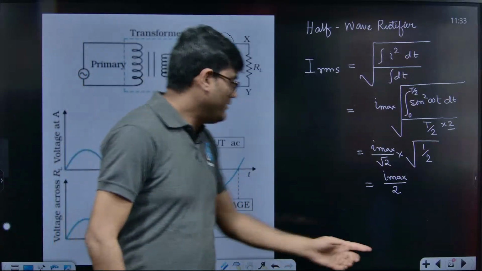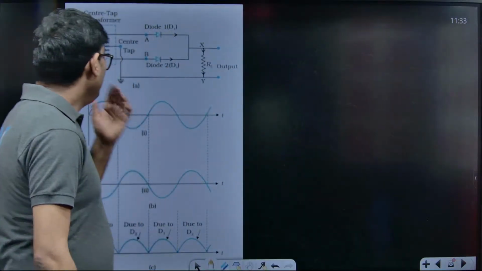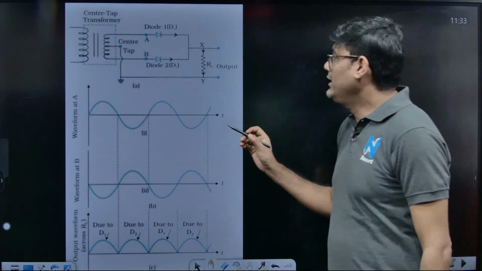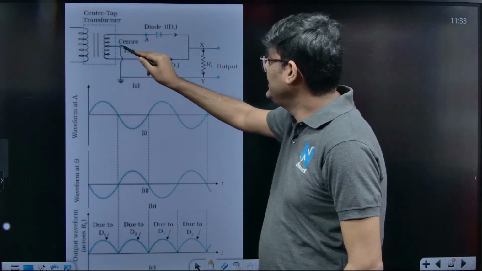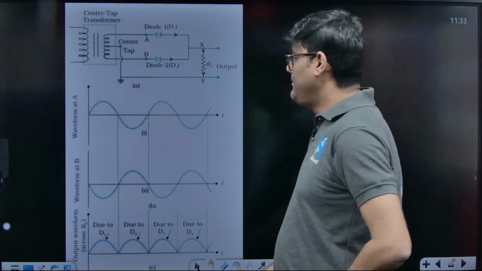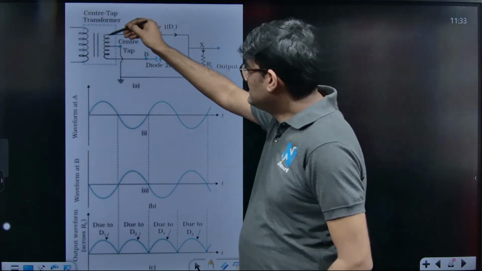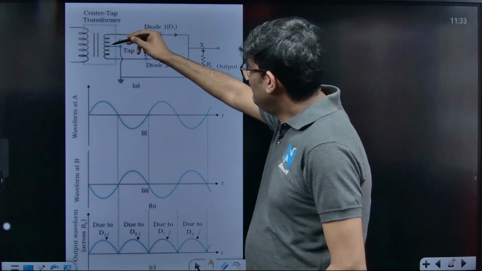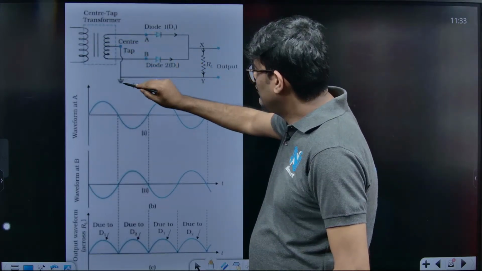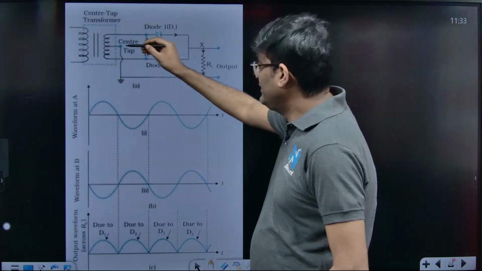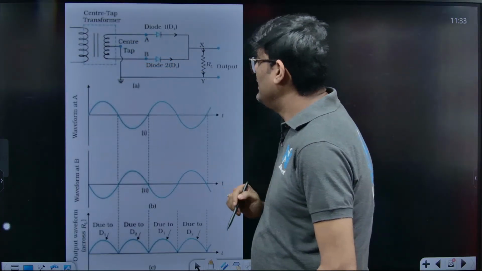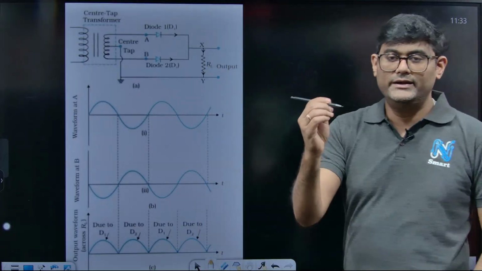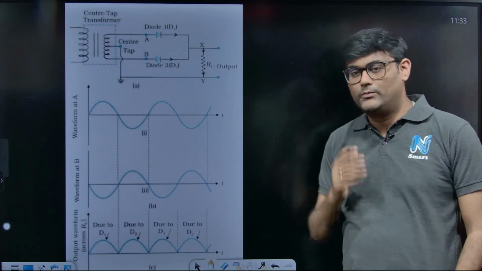In a full wave rectifier circuit, we will use 2 diodes instead of 1, and we will use a method called a center tap transformer. What is a center tap transformer? On the secondary side, you can see out of all these secondary turns, I have connected the center turn with ground. That means I have made its potential 0. The center point is now at 0 potential.